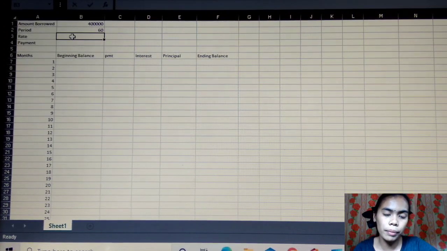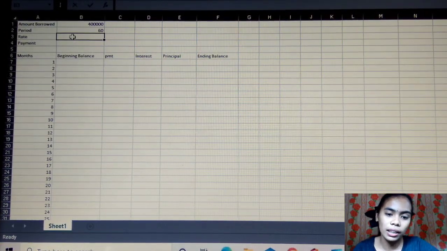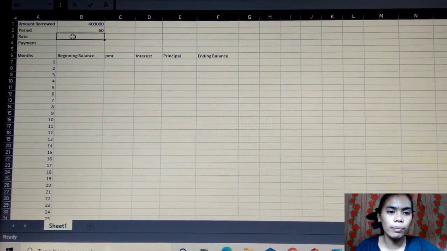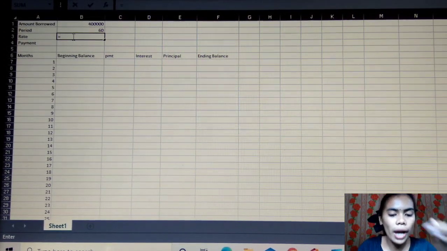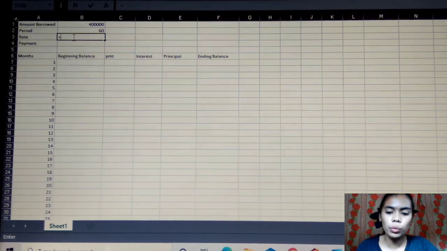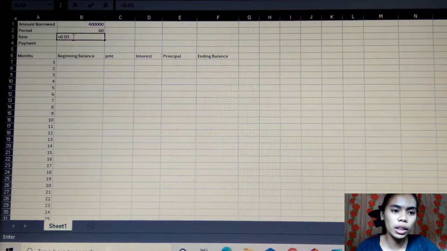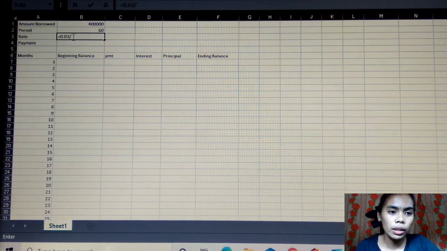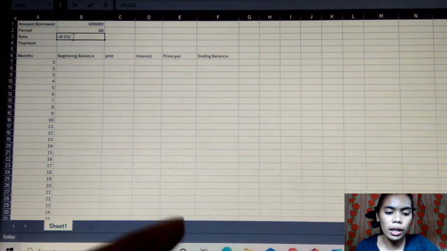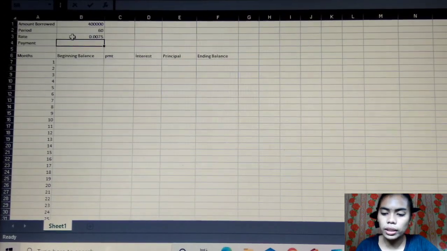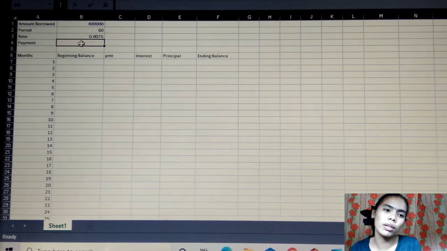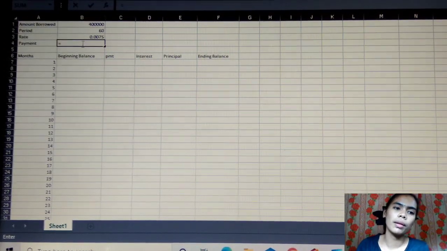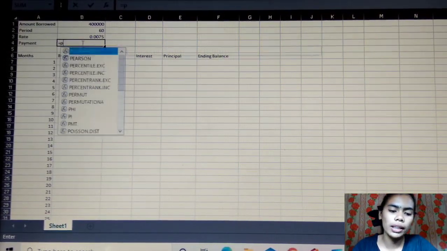So our rate is I divided by the frequency of conversion. Put an equal sign. Our I is 3%, which is 0.03, divided by 4, is equal to our rate, 0.0075.